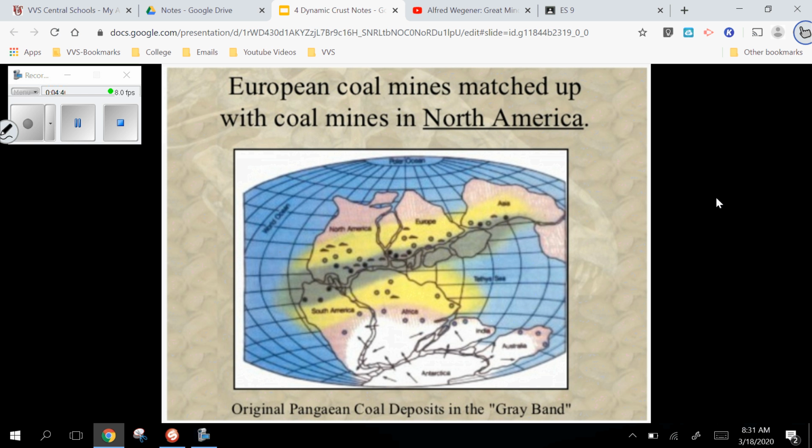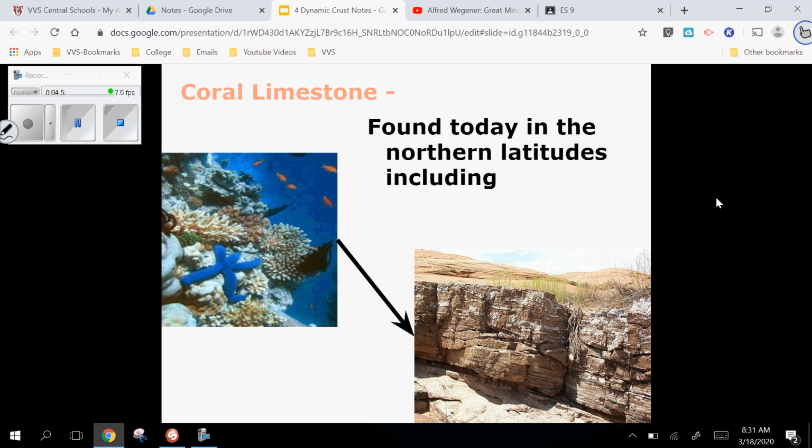And we can see that the coal mines, European and North American coal mines, all line up very nicely. These are the Pangaean coal deposits in that gray band, and they match up nicely with the continents. We find coral limestone in New York State. Now, in order to have coral limestone, you had to have coral, and coral grows in warm tropical oceans. New York State at one time must have been covered with a warm tropical ocean, and it has since drifted northward away from the equator to its current location.